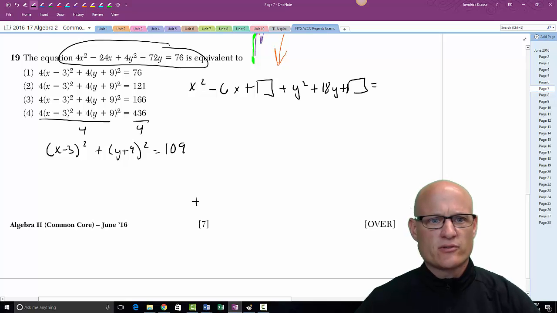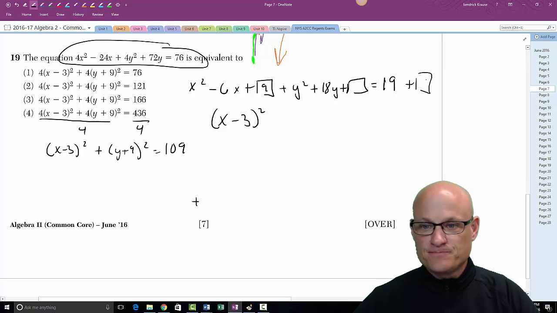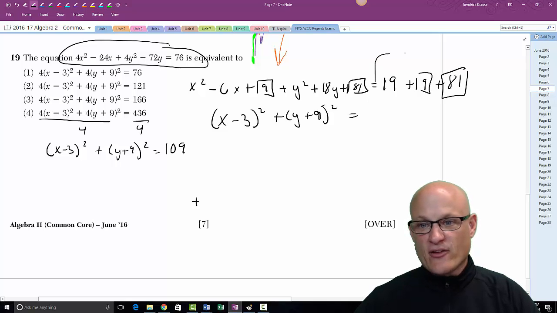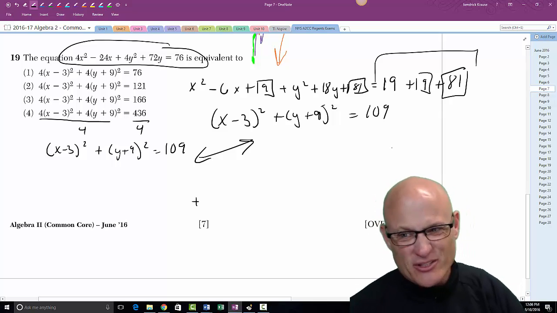This is 36, 18. This is going to be 38, 19. So this is 19. So if I do that, I get x minus 3 squared. I still got to put a 9 here, plus 9 here. And then I put plus y plus 9 squared, 81, right? 9 squared is 81. Put plus 81 over here. And then if I add all this up, I get 109. So that's another way to do it, having gotten rid of the 4. Still kind of a tricky question.